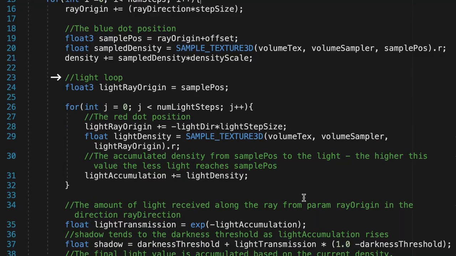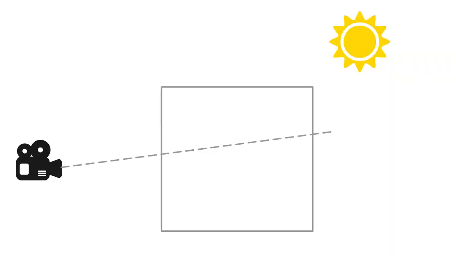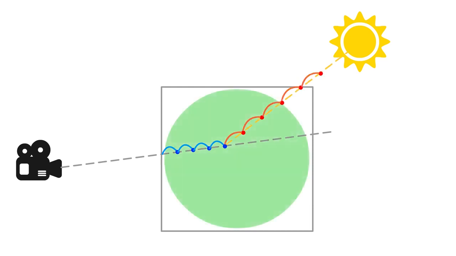Let's look again at the ray marching animation we saw earlier. For each step along the view direction ray, we also have a ray shooting towards the main light. The red dots represent the step-by-step sampling of the 3D texture. The more cloud that's found, the less light hits that part of the view direction ray. This process then is determining how bright each pixel is.